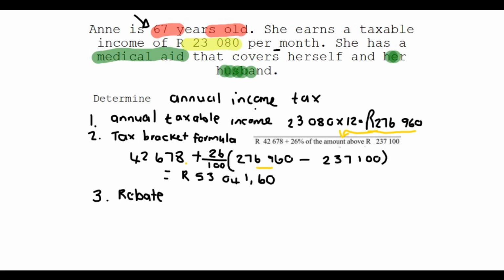Okay, so I use my answer. I always use the answer from my previous step. I'm just copying that, just like that, 53,000 minus. Now, let's go and look at the amount that we have to subtract. Remember that Anne is 67 years old.